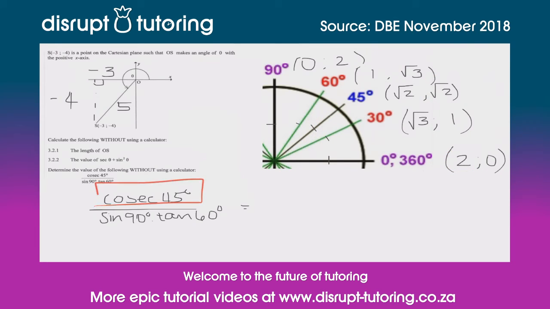But remember, we need to swap them around. So that is going to be 2 over root 2. And that deals with our numerator. Let's do sine 90 now. We move to 90. It's 2 over 2, which is going to be 1.